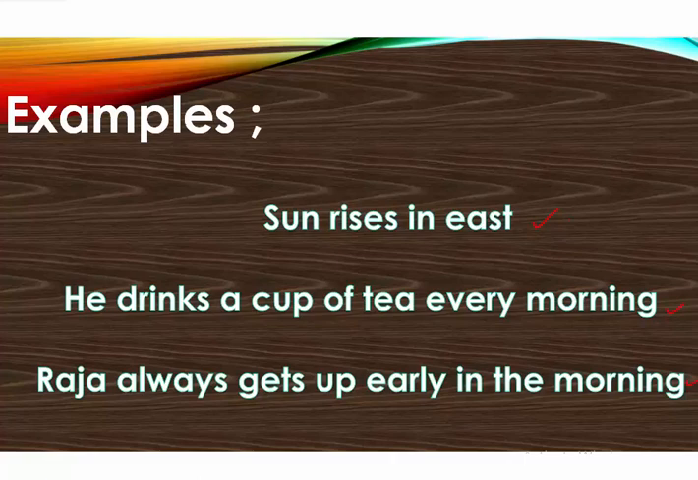So first one is a general truth. Sun rises in the east is a general truth. He drinks a cup of tea, this one is the habitual action. And Raja always gets up early in the morning is also a habitual action.